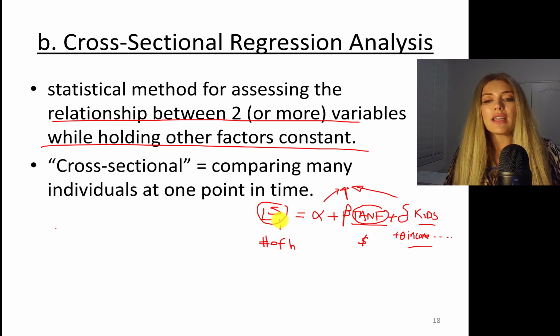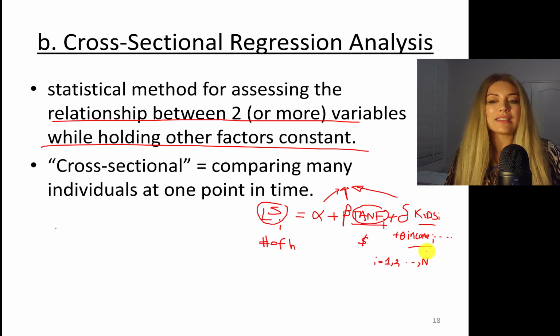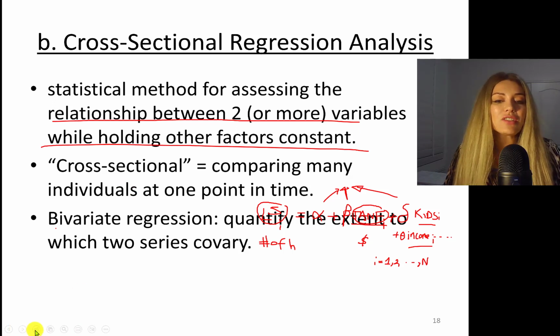You can put i as a subscript. i refers to woman i. We don't have their names, so we give them numbers, 1 through capital N, where N is the number of observations. So we are comparing many individuals at one point in time. By bivariate regression, we quantify the extent to which two series covary.